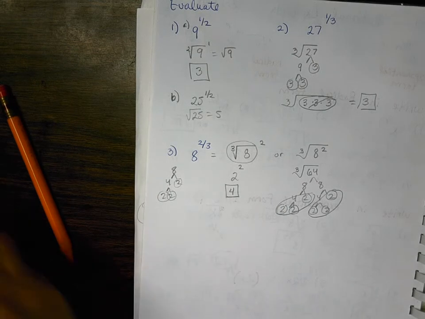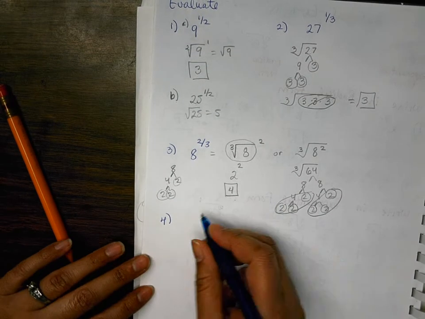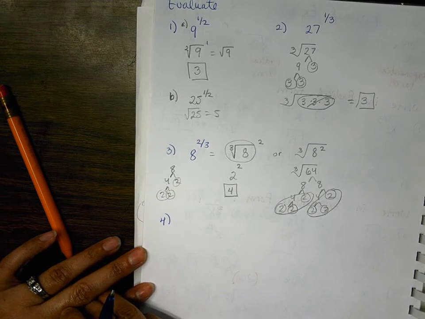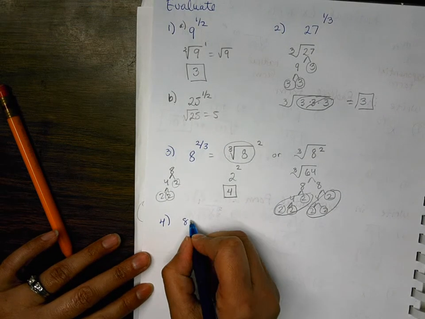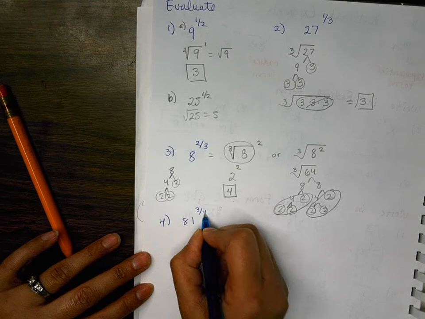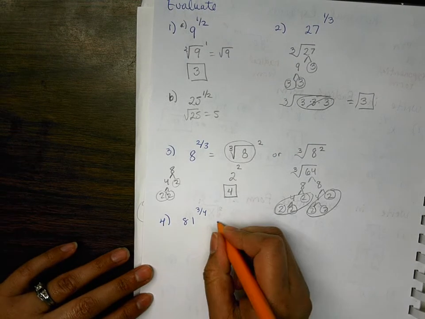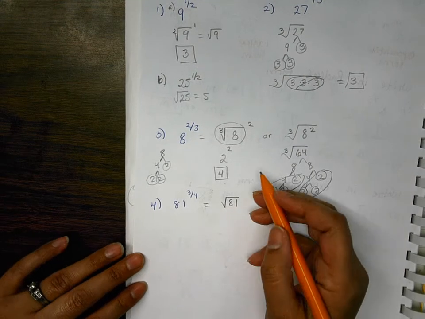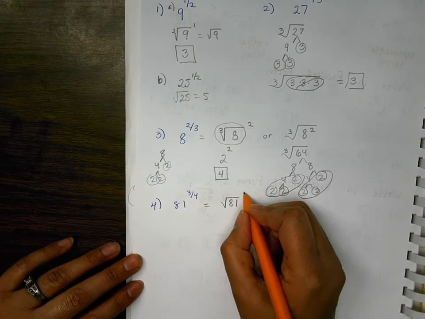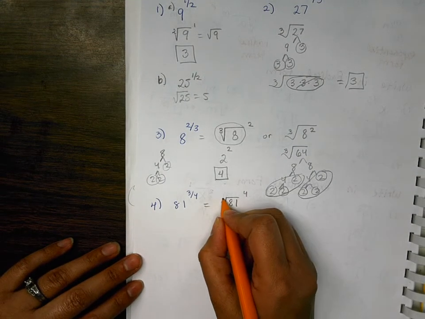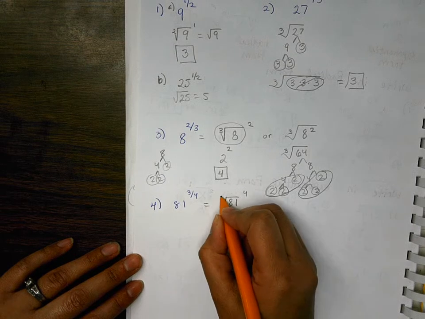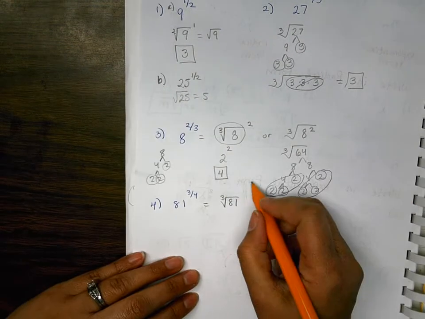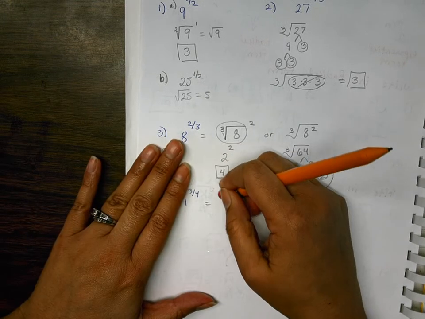All right, number 4. What about the other cubes? 81 to the 3/4. Write it as a radical. 81. What's the power? 4. What's the index, the root? 3. Is that correct? Switch it up. The power is 3 and the root is 4.